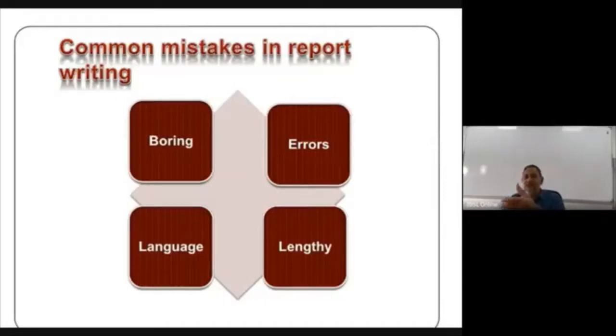If you are asked to write a report of 2,500 words, try to make it within 2,500, not more or no less. Sometimes some candidates think that writing long reports will get higher marks. Never.